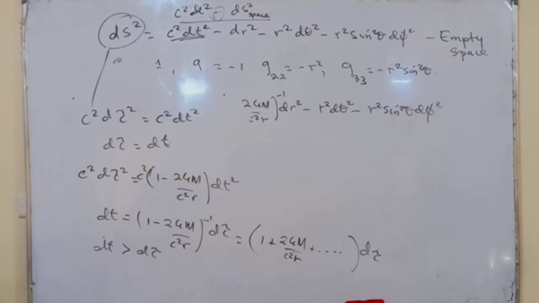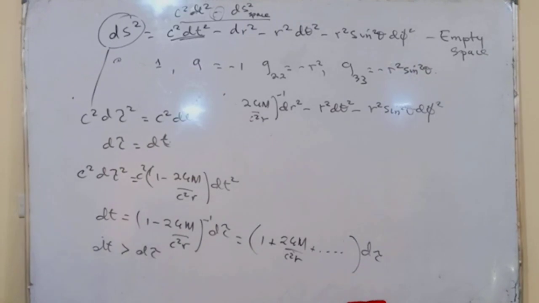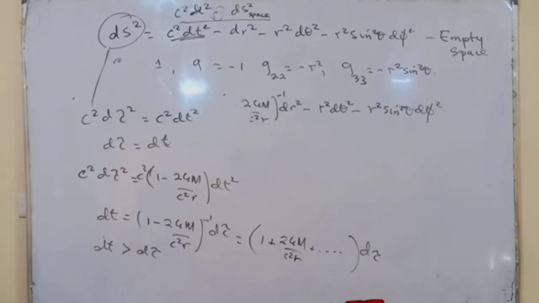In the other case, gravitation contracted the length. But in this case, we are seeing gravitation making the clock run slower. Gravitation is making the clock run slower, not tick faster.